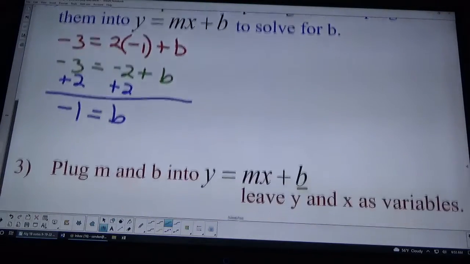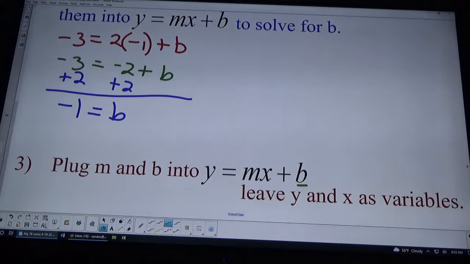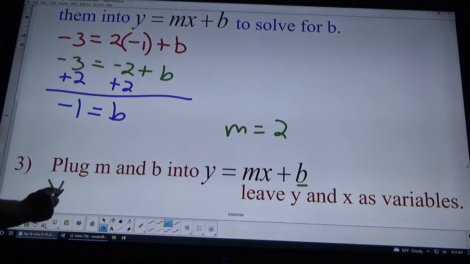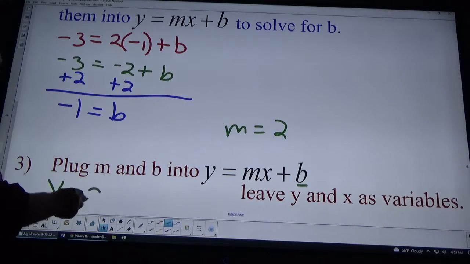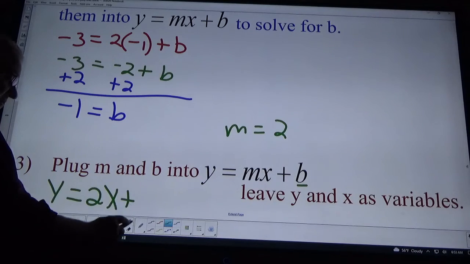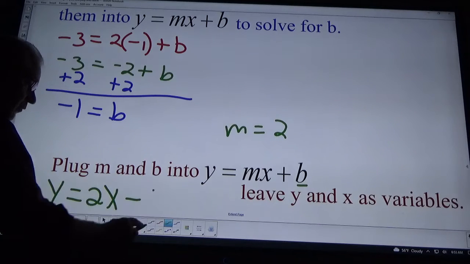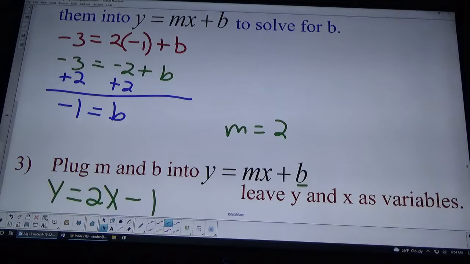Alright, so now that I know what b is, and I know what m is from earlier, m is 2, then y equals mx plus b. Now I could put plus -1, but I'm going to put -1. Either one is fine.